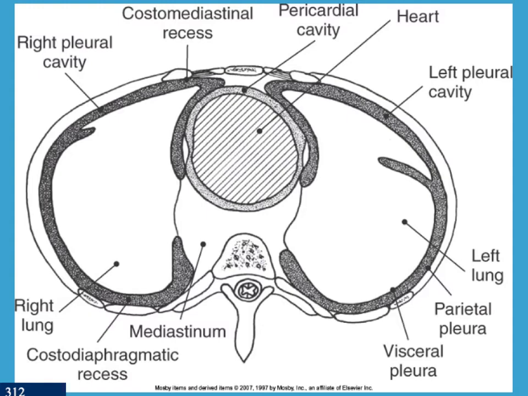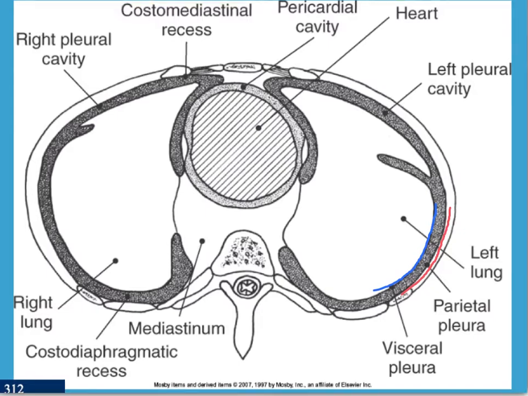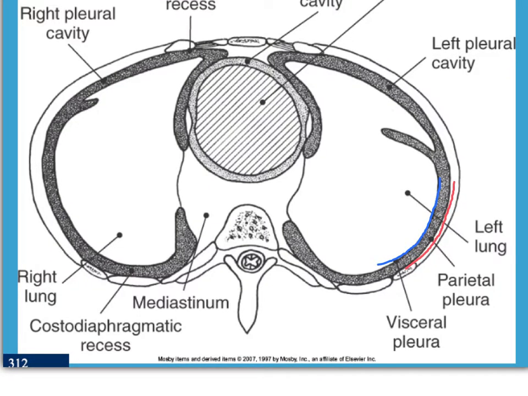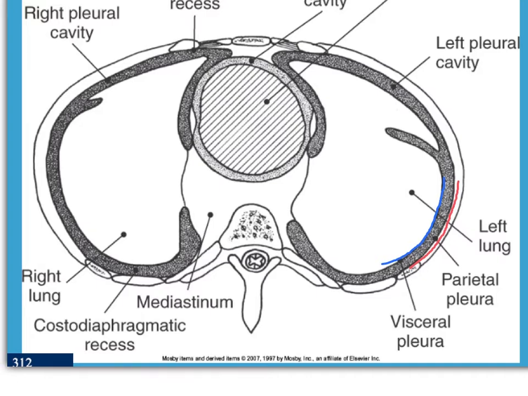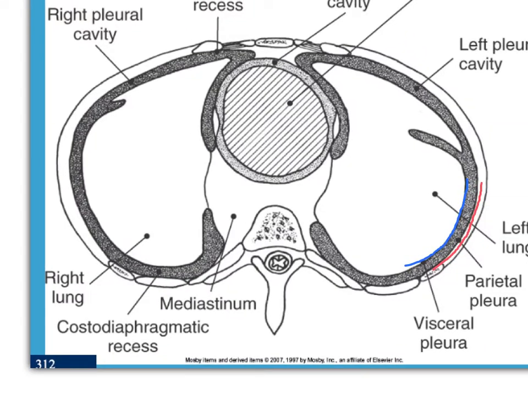One is the parietal pleura, which is this one right here, which is the outermost layer of the pleural cavity. It's attaching to the bone. The other one is the visceral pleura, which is this one. And visceral pleura is the layer that attaches to the lungs. Important to know those. Important to know where the pleural cavities are. Both sides, both right and left.